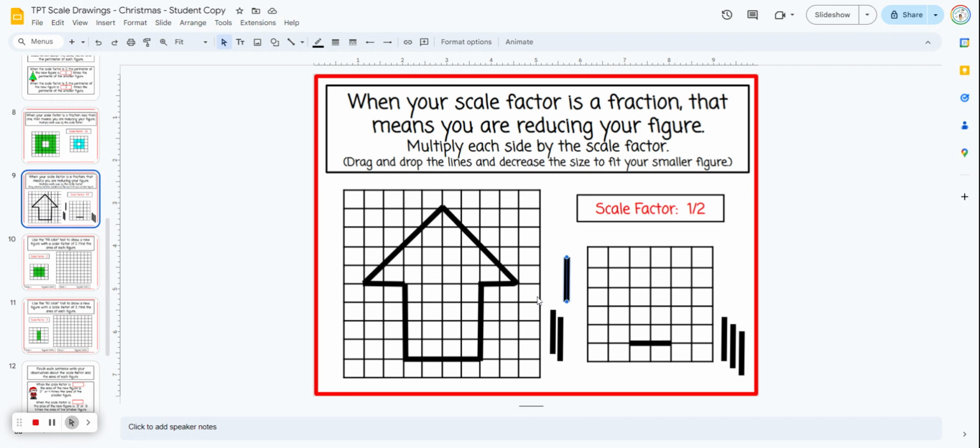Now this measurement on the side is 4 units. We're going to divide by 2, and it's now going to be 2 units. These little side measurements are 2 units. If we divide by 2, they're now going to be 1 unit.